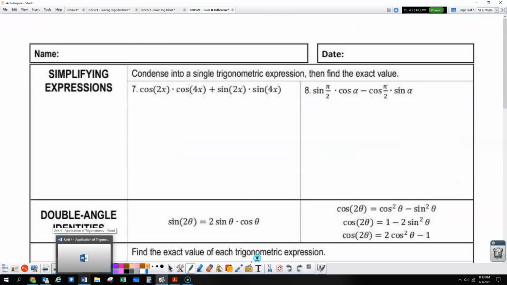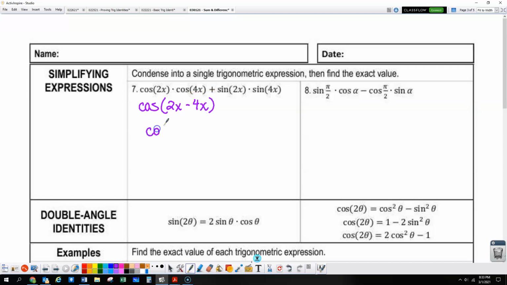We're going to look at the back. So it's the same thing, except now we have actual expressions and variables. So I have cosine, cosine plus sine, sine. So cosine, cosine plus sine, sine. That'd be a difference of cosines. So that'd be cosine of 2x minus 4x, which is equal to cosine of negative 2x.